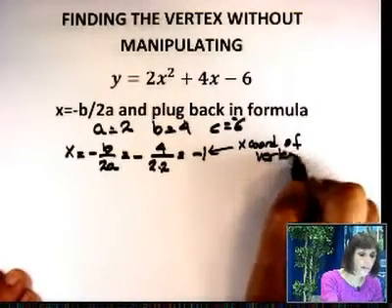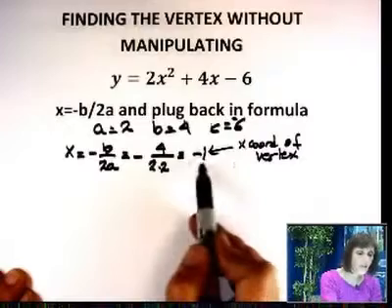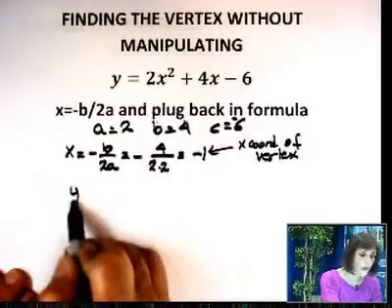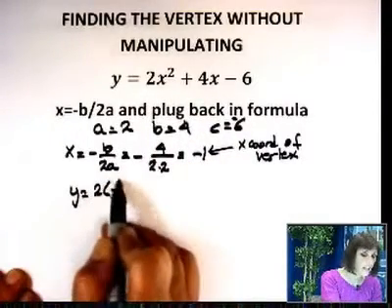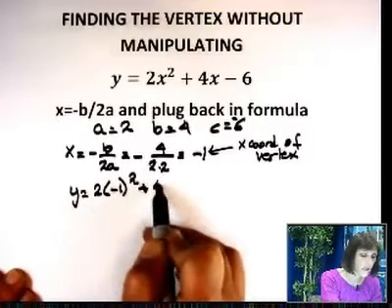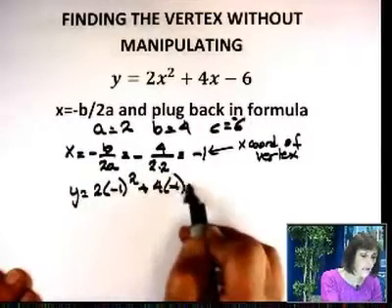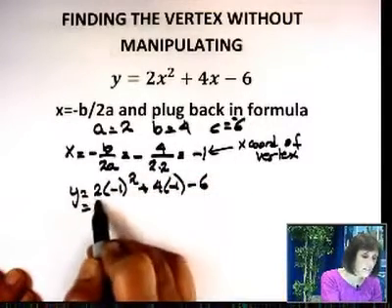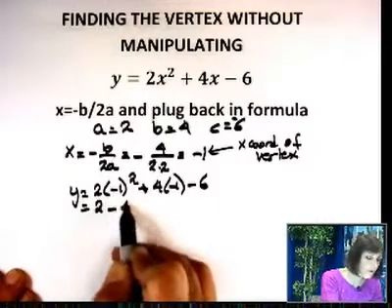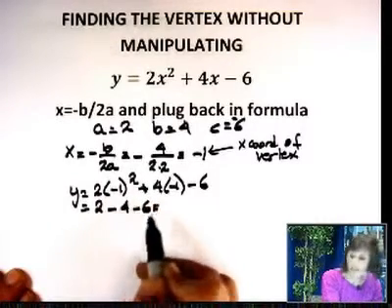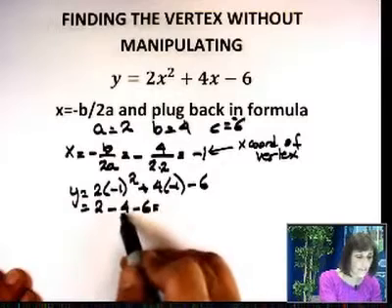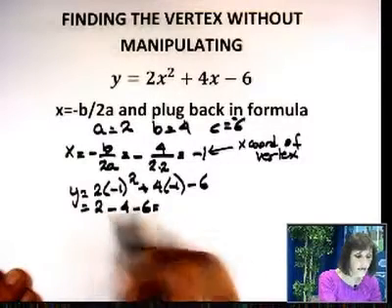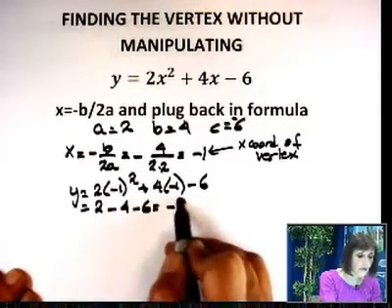Now, how do I get the y-coordinate? I have to take that -1, put it in here. y equals 2(-1) squared, plus 4 times -1, minus 6. This is 2, minus 4, minus 6. That's going to give me 6 plus 4, 10. All right, that's going to give me -8.